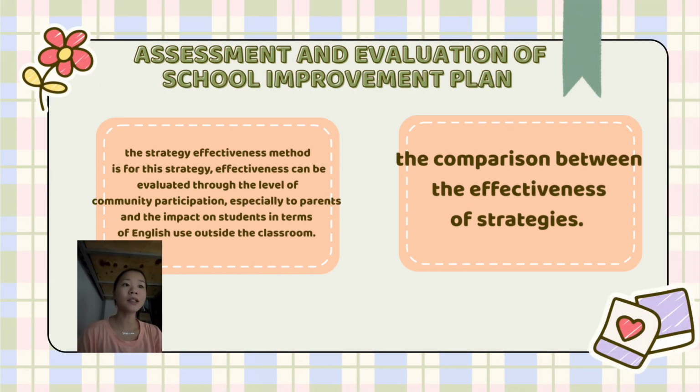Thirdly, the third intervention strategy is the English communication workshop with the community. Its effectiveness can be evaluated through the level of community participation, especially by parents, and the impact on students in terms of English use outside the classroom. Thus, teachers can distribute questionnaires to parents and students before and after the workshop to evaluate attitude change as well as support for the use of the English language.